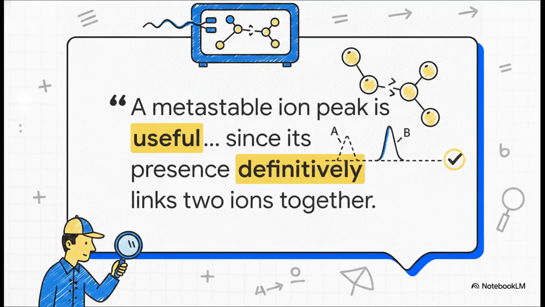Spotting this missing link gives us absolute proof. No more guesswork. We don't have to just assume that fragment B came from fragment A. The metastable math proves it beyond a shadow of a doubt. It tells us the exact story of how our chemical suspect fell apart.